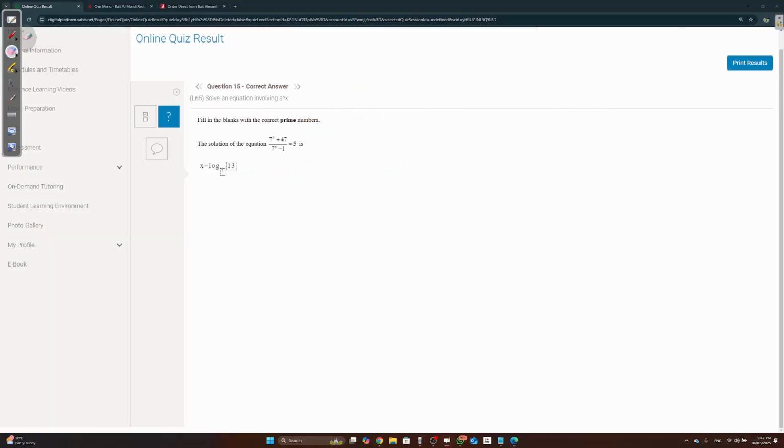Question 15. The solution of the equation. Okay, this is a bit tricky, it needs some thinking. Okay, you need to pay attention here. To solve this equation, the first thing you're gonna do is what? Cross multiply, right? Cross multiply, you're gonna get 7 to the power of x plus 47 is equal to 5 into 7 to the power of x minus 1.